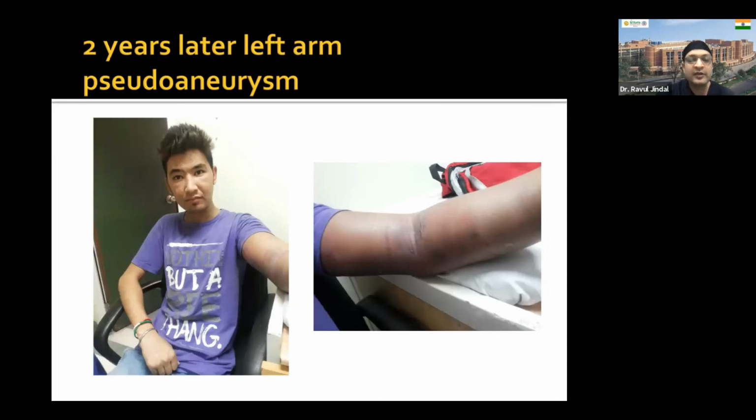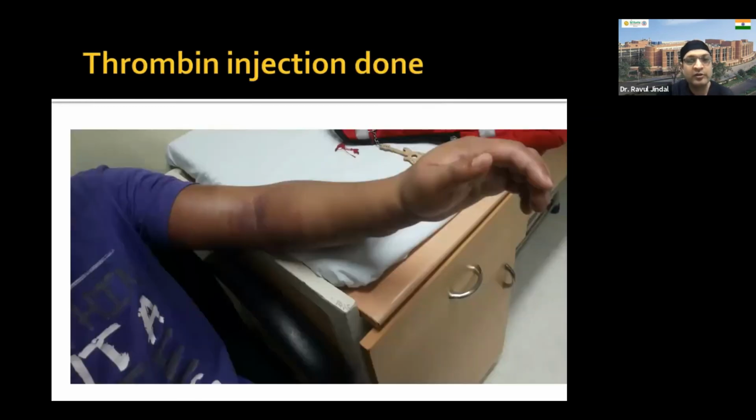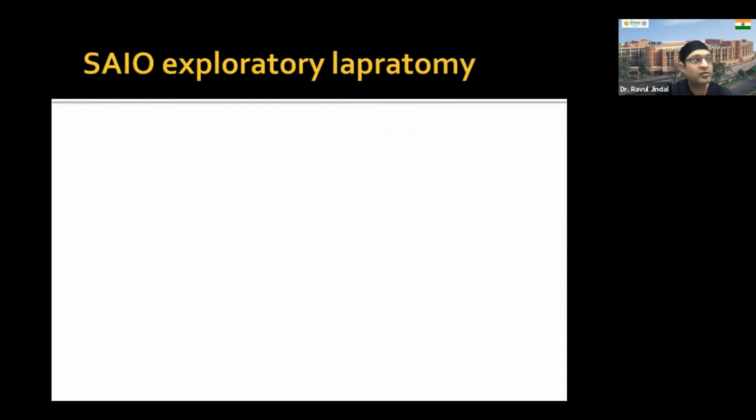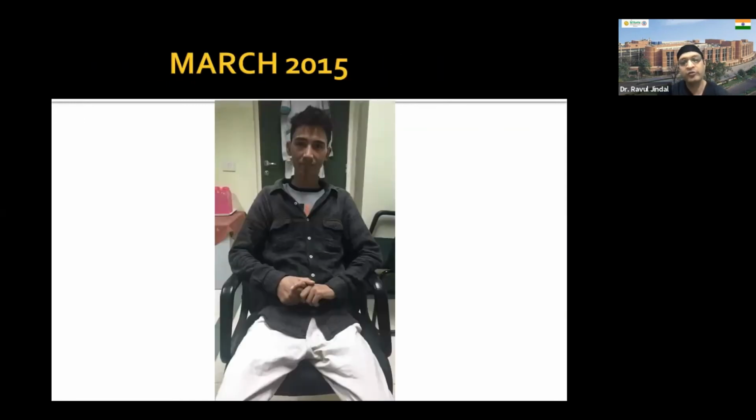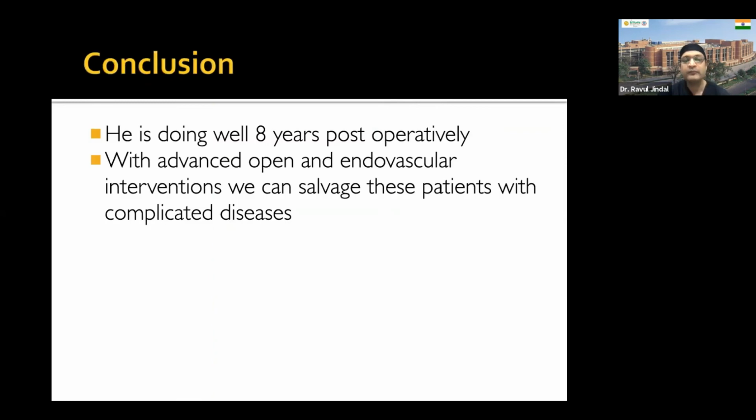2 years later, he came with a pseudoaneurysm because this patient had undergone dialysis. Now he has got a pseudoaneurysm of the AV fistula. So we did a thrombin injection, ultrasound guided, percutaneously. He survived that, and he was on continuous dialysis. Then he came in with SAIO, intestinal obstruction, for which an exploratory laparotomy was done, and he did very well after that. So this was in March 2015, and he did very well, 8 years post-operatively.